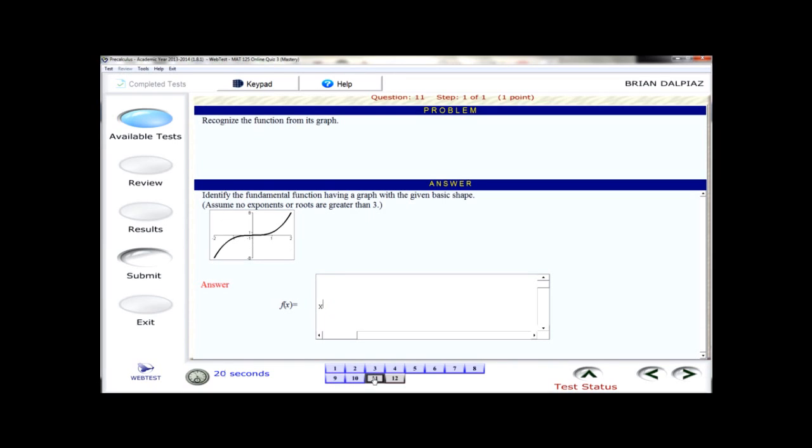And this is x cubed, so x arrow up 3. And this one is the absolute value, so shift / x, shift /. Now I've got 15 seconds to spare.